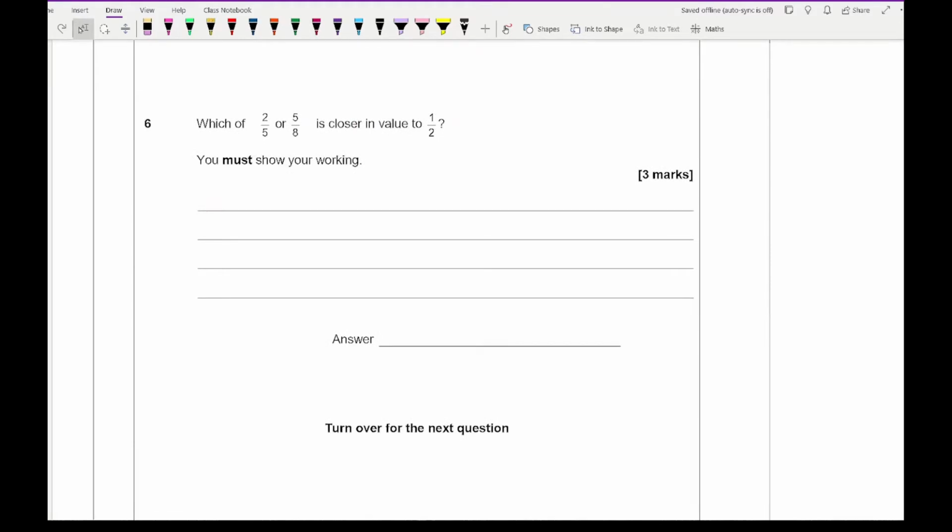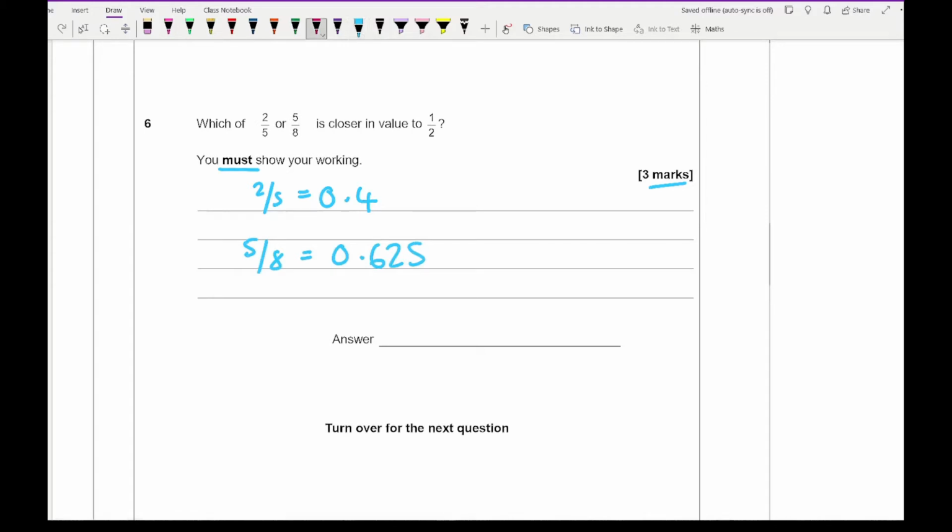So moving on to question 6, it says which of 2/5 and 5/8 is closer to the value of a half. Now for this what we're going to do is just some fractions to decimal conversions. Now again, for 3 marks you're not just simply going to get a mark for choosing which of those 2 fractions, so you have to show some working out, which obviously is why it's stated there. So what we need to do is convert 2/5 into a decimal, so that's going to be 0.4, and then convert 5/8 into a decimal, which is 0.625. Now again, either you can recall those from memory, or you can do some division to work that out.